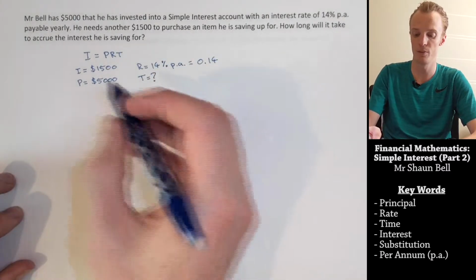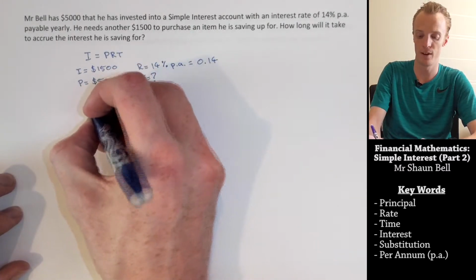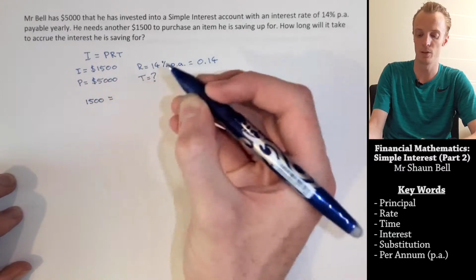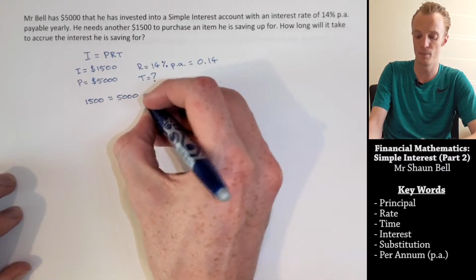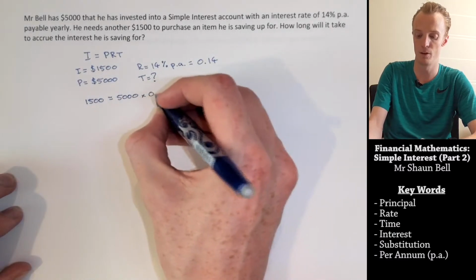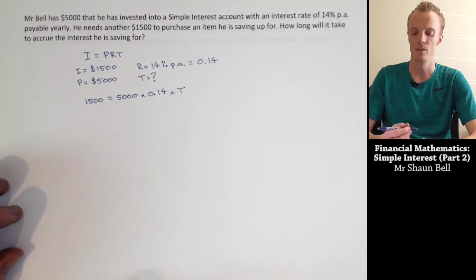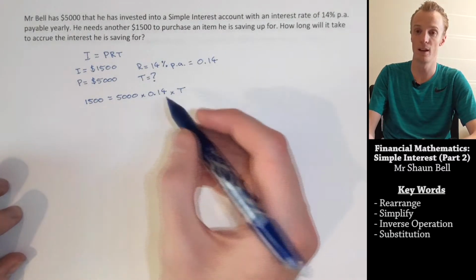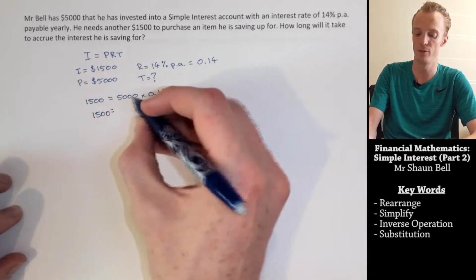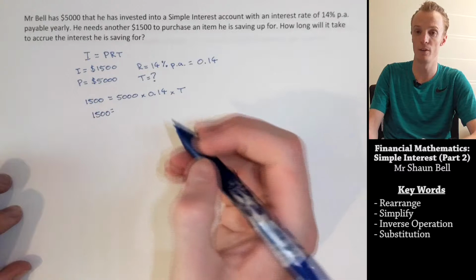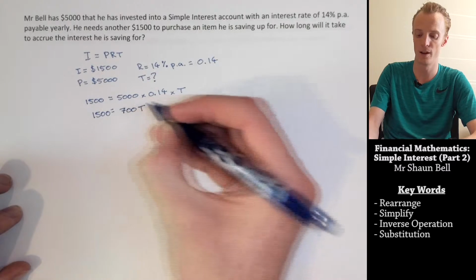From here, we can substitute the values into our formula. So I, which is 1,500, is equal to P, which is $5,000, multiplied by our R, which is 0.14, multiplied by our T. So from here, I would simplify the right-hand side of this equation. On the left-hand side, we've still got 1,500. 5,000 times 0.14 is equal to 700, and we're still multiplying by T.